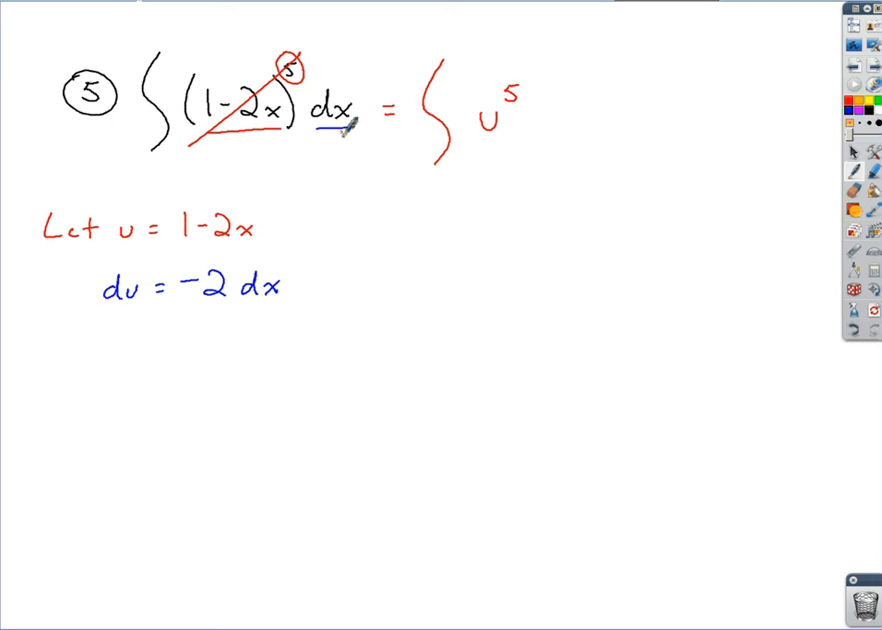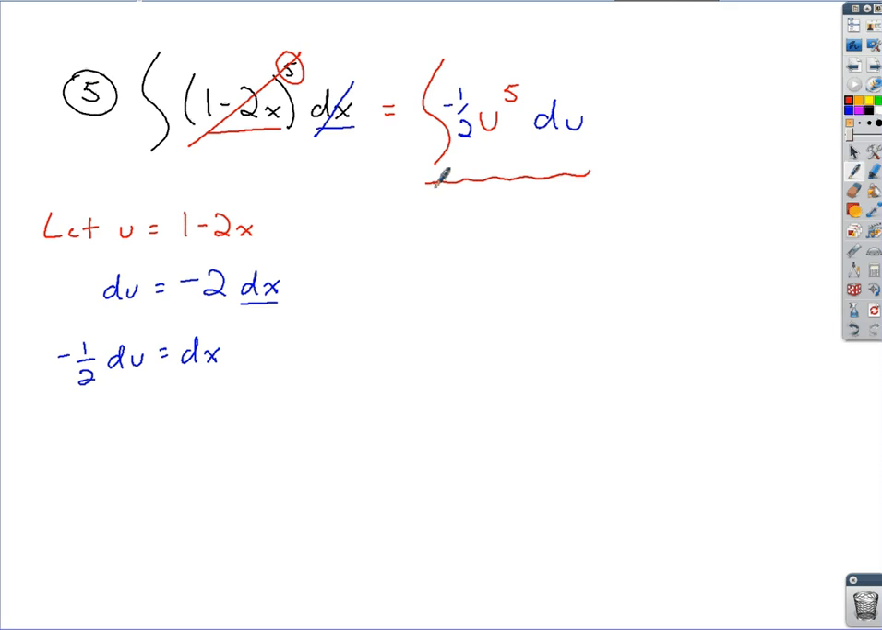If I'm trying to replace dx, I get dx down here by itself by dividing the negative 2 over. That would give me negative 1/2 du equals dx. If I'm trying to replace dx, I can replace that with negative 1/2 du up here. So the negative 1/2 goes in front, du at the end. I cross this off my original problem. I've crossed everything out of the original problem, so I know that I'm ready to go with my new and improved problem over here.